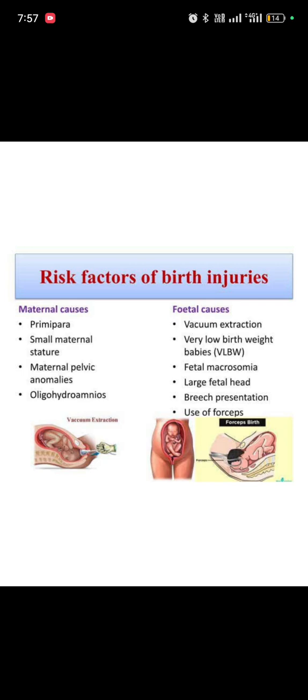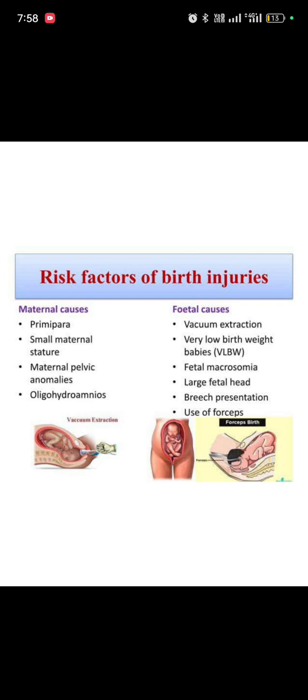The risk factors of birth injuries are maternal causes and fetal causes. Maternal causes like primipara, small maternal stature, maternal pelvic anomalies, oligohydramnios. Coming to the fetal causes, vacuum extraction, you can see the first picture, that is vacuum extraction. Next, very low birth weight baby. You know what is a very low birth weight baby. And fetal macrosomia means increase in the weight or size. Fetal macrosomia usually occurs in diabetic mothers. And large fetal head: the fetal head will be larger compared to the birth canal.